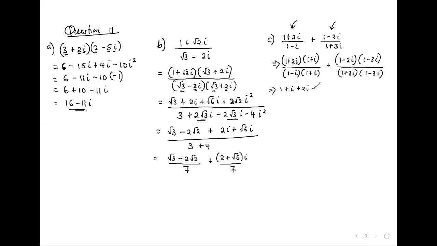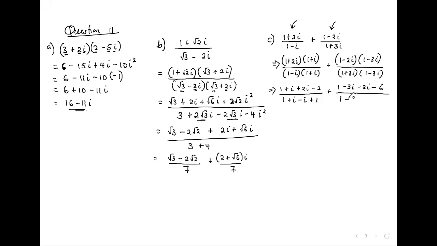Plus 2i minus 2, over 1 plus i minus i plus 1. When I say plus 1, it's because we have negative i times i, which is negative 1. And then plus 1 times 1, multiplied by 1 times negative 3i multiplied by negative 2i. Negative times negative is plus. i times i, negative. 2 times 3, 6. Over 1 times 1, 1.